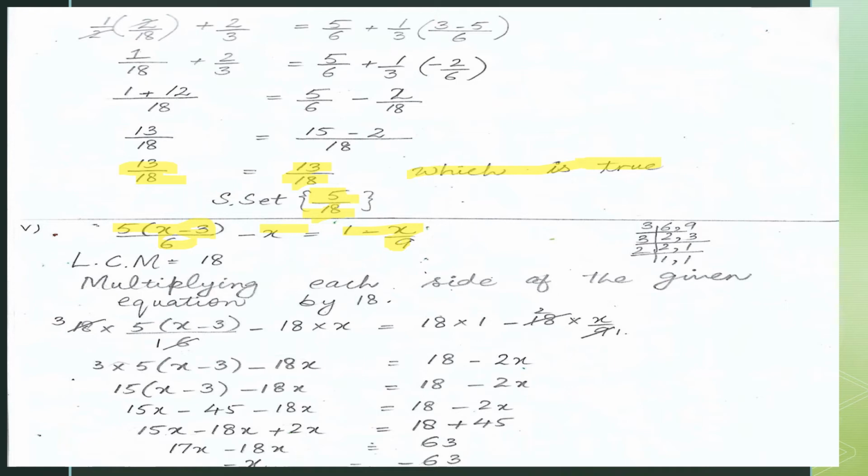Now when you take the LCM, you have seen on the right hand side I have done the LCM in written form. So the LCM is 18, multiplying each side of the given equation by 18. Now when you multiply by 18, you have to do the cancellation. After cancellation you will solve: x is equal to minus 63, minus x minus 63. If there is a negative sign on the two sides, this negative sign will be cancelled.